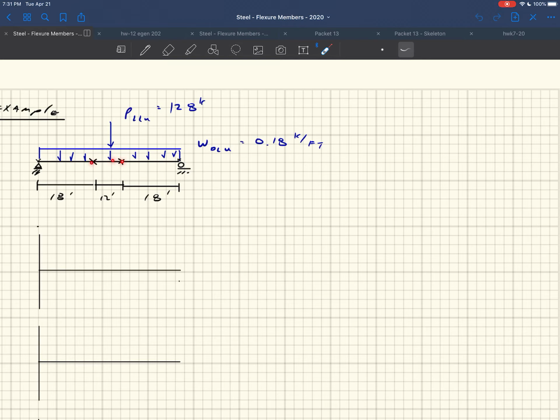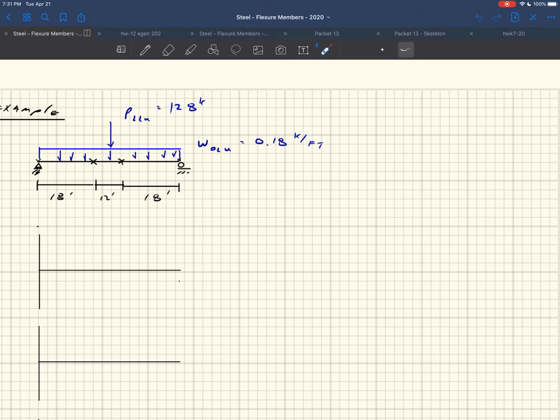These things are acting into and out of the page here, so they're not going to affect what's happening in the vertical direction. Okay, so here we go. 128 kips is right. The other thing is, when you have multiple loads like this with a distributed load and a point load, you could use superposition.